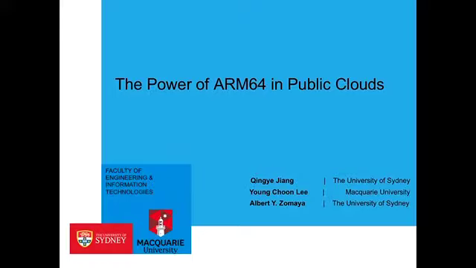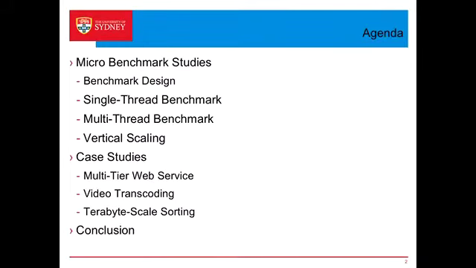In this paper, we evaluated the capacities of the Amazon Graviton processor using a combination of microbenchmark and case studies. And then we make comparisons to the Intel Xeon product family. We conducted both microbenchmark studies and case studies. The microbenchmark includes single-thread tests and multi-thread tests. The test results reveal the advantage and disadvantage of the Amazon Graviton processor.